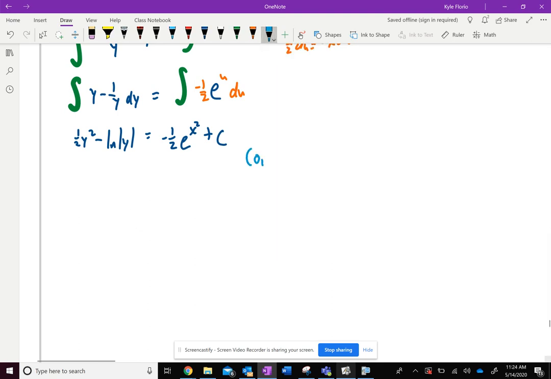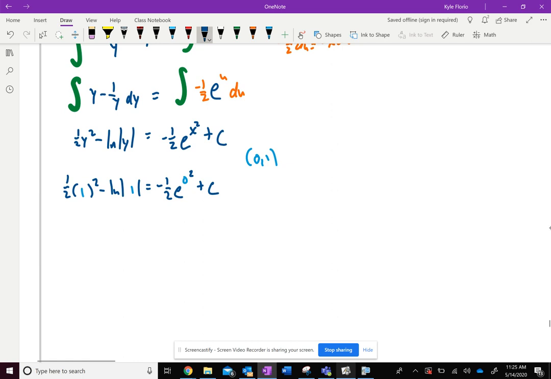So we know it goes through 0, 1. So let's do it. So we have 1/2 y squared minus the natural log of the absolute value of y equals negative 1/2 e to the something squared plus some constant, and x is 0 and y is 1. And let's solve for c. It looks pretty intimidating, but zeros and ones are easy numbers to work with.